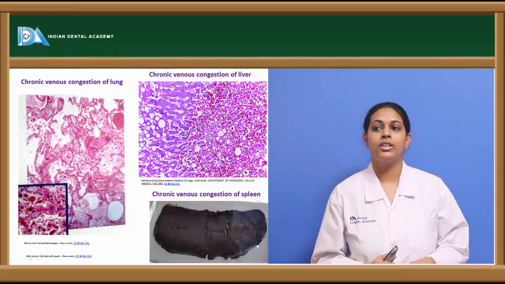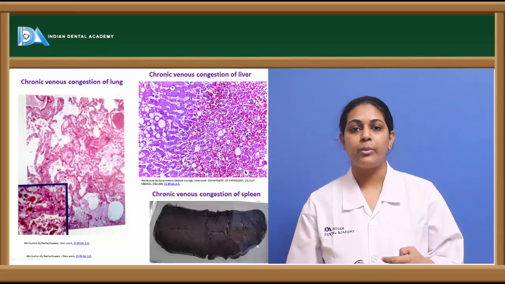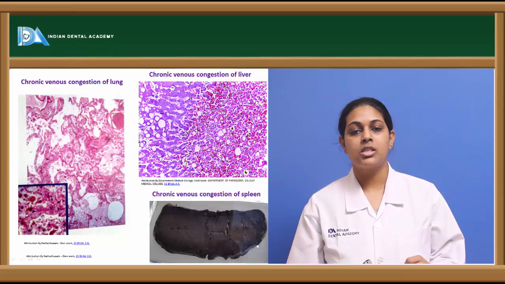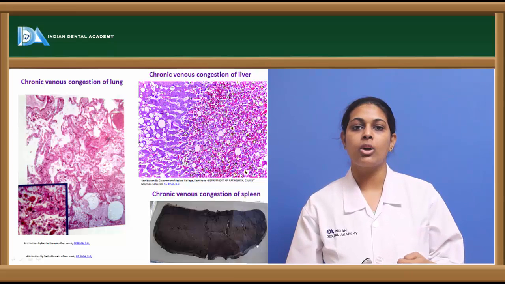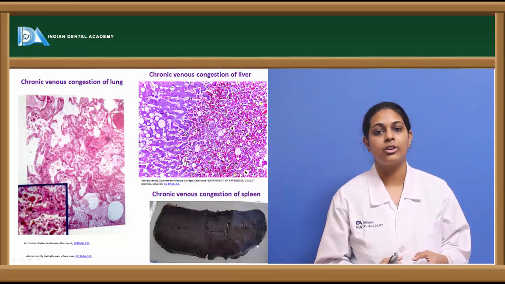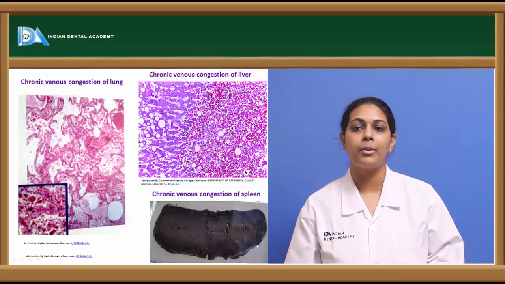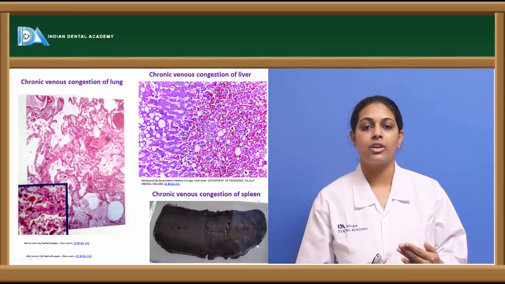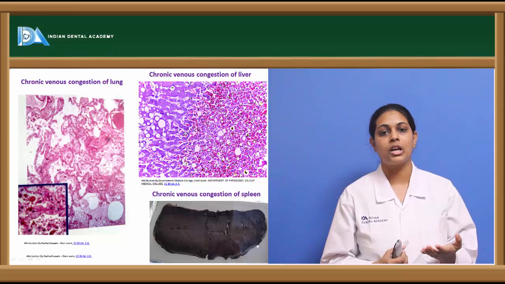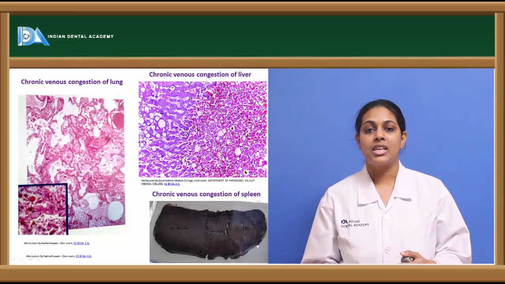So Gamna-Gandy bodies are usually the hemorrhagic areas which are seen upon the fibrous tissue, along with the hemosiderin pigment. These particular typical features are known as Gamna-Gandy bodies, and it is a characteristic feature of chronic venous congestion of spleen. So this is what we see in CVC of spleen.